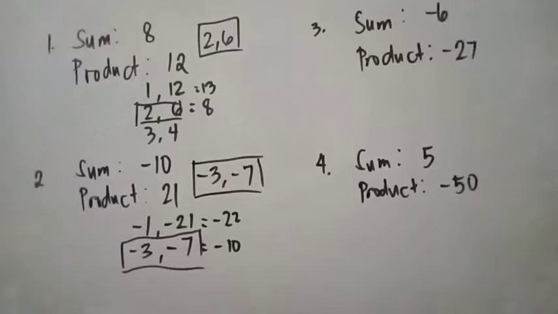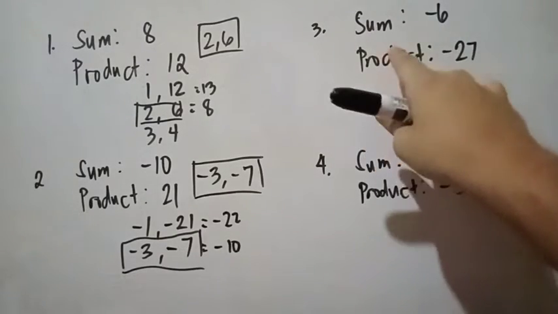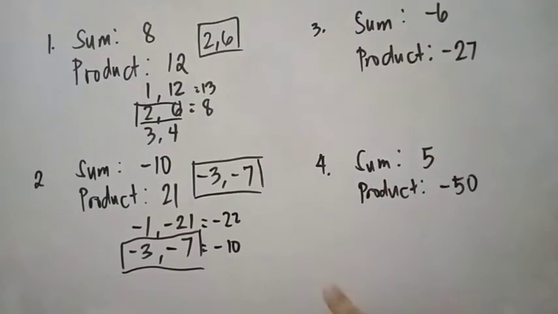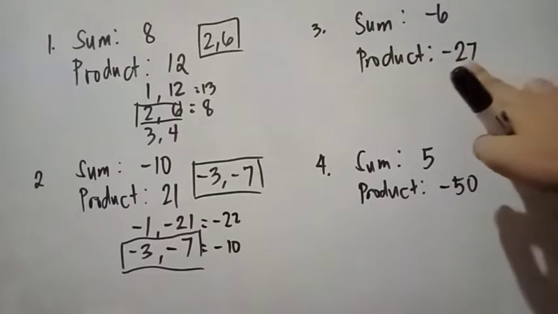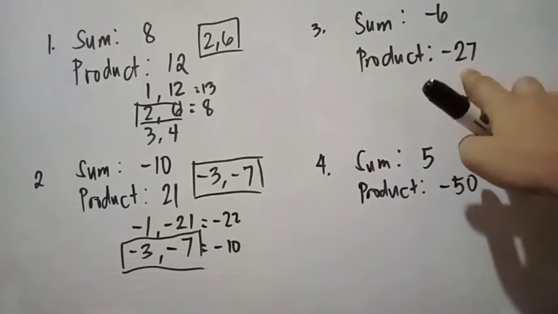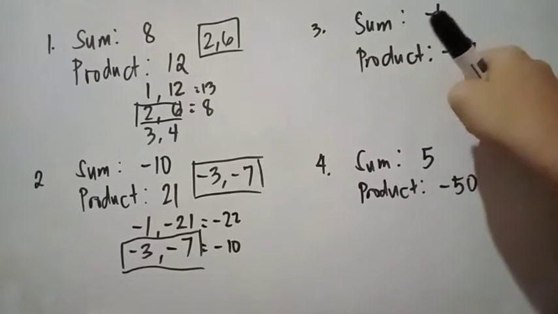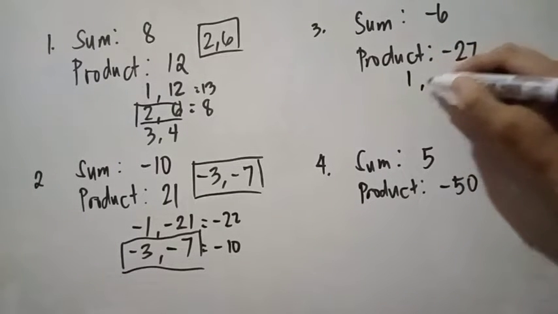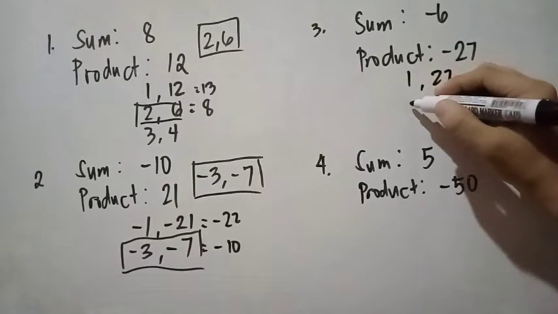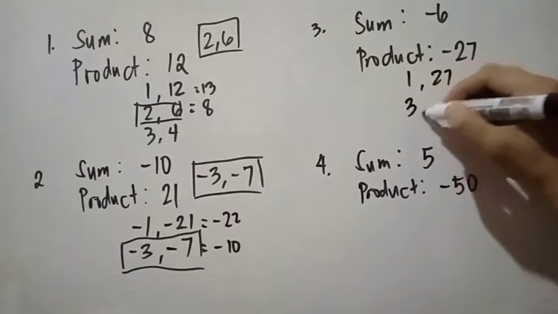Next, number 3, the sum is negative 6 and the product is negative 27. So let's first list all pairs of factors of 27. So we have 1 and 27 and 3 and 9.